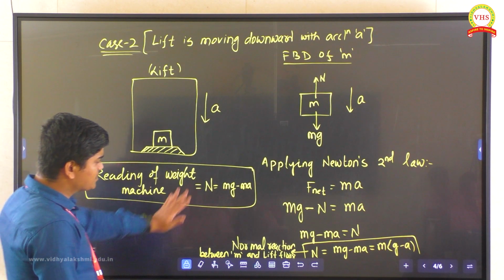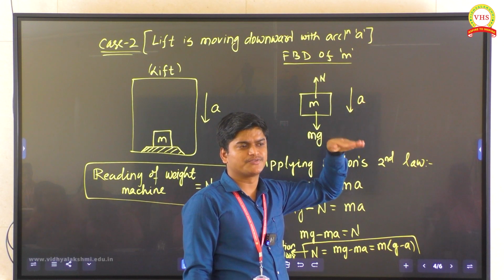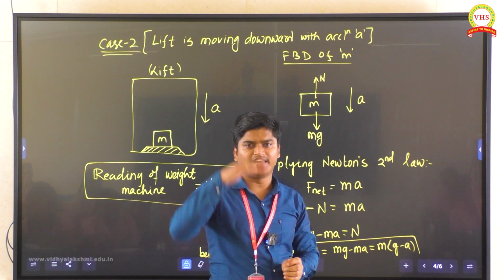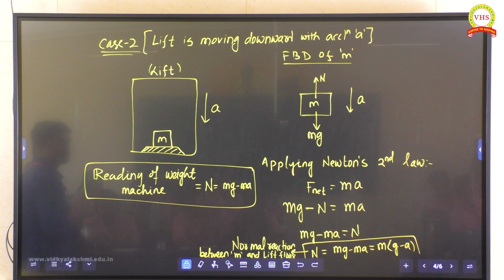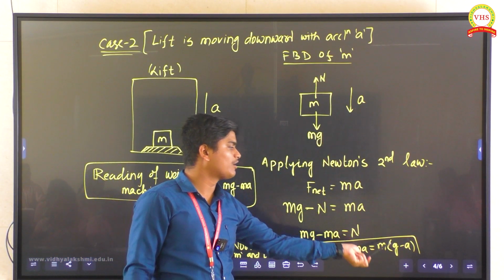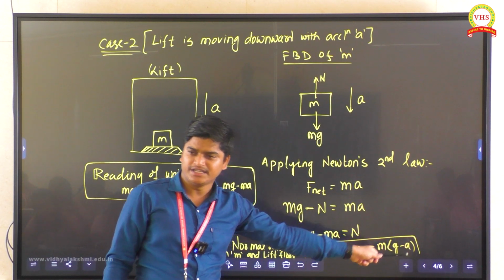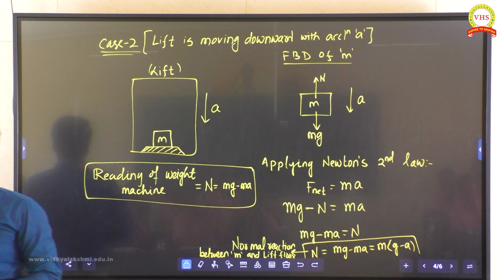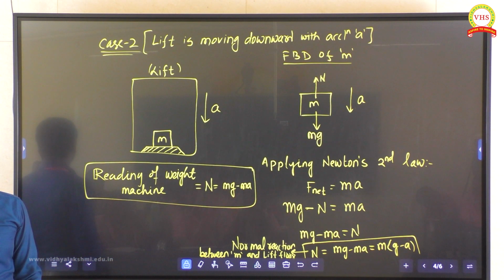Now, in this particular case, if you are coming with acceleration g, that means suppose free fall. If you are freely falling, that time what will happen? If a is g, tell me, what will happen? m into g minus g. g minus g is what? 0. That means normal reaction is 0. Yes or no? Reading of the weight machine is also 0.